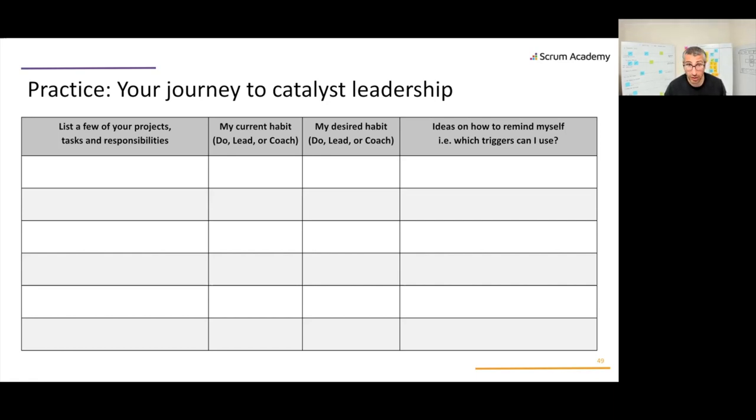But that's not all. You also need to think about what are triggers or cues that I can use that help me remember that I want to make a change. Because if I don't have those triggers, if I don't have those cues, chances are I will follow my existing habit, right? So make sure you create those cues or triggers in your environment.